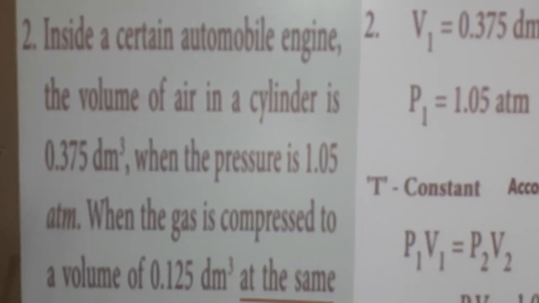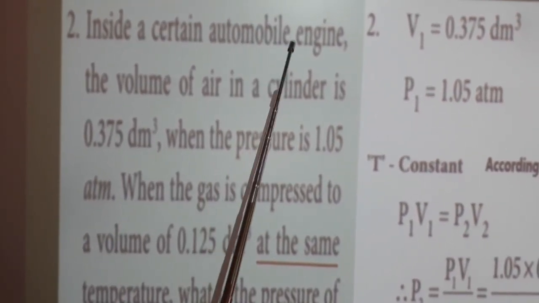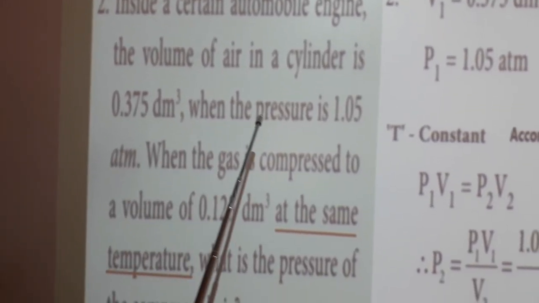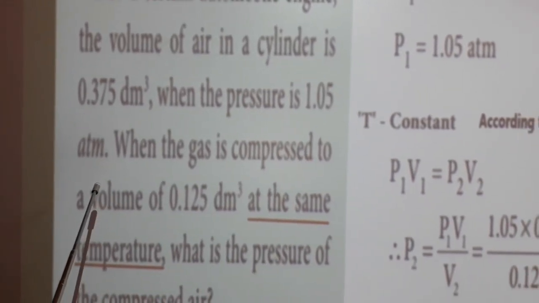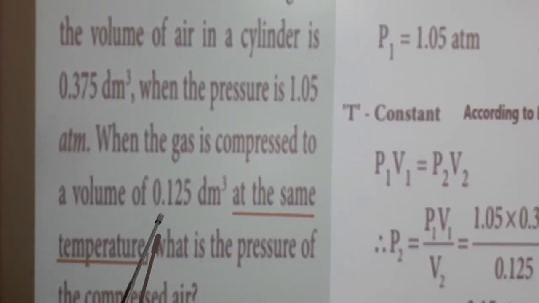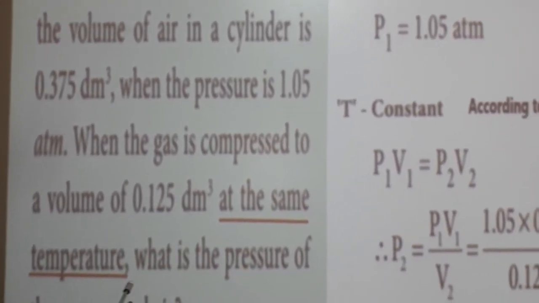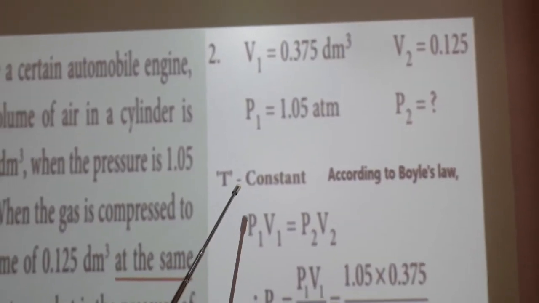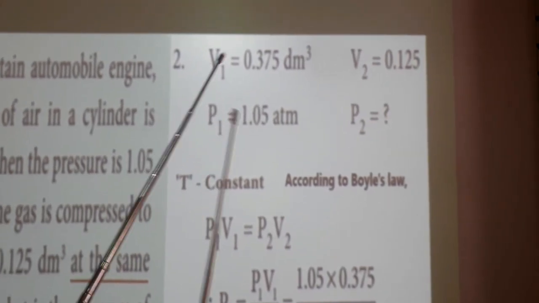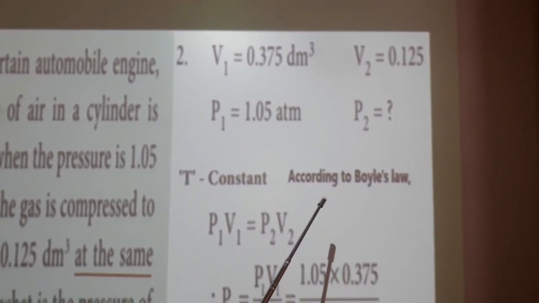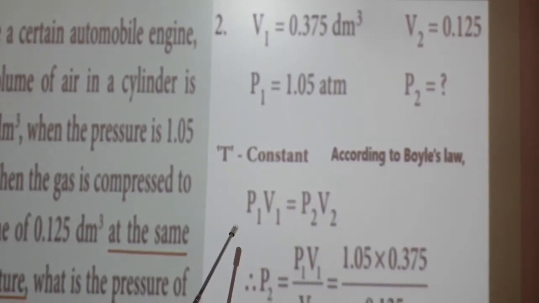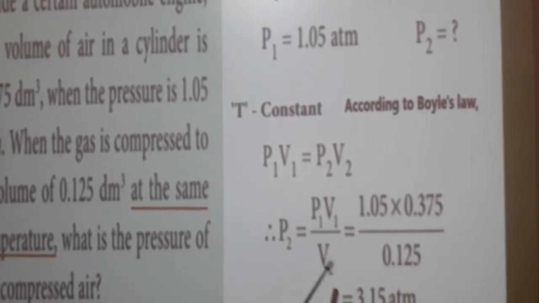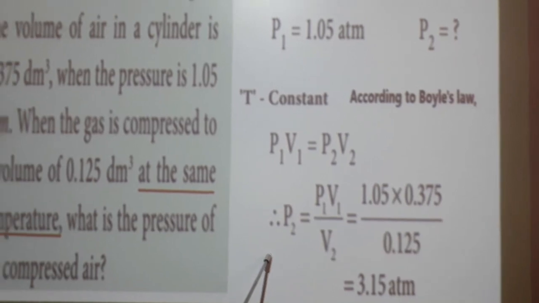Then we say evaluate 2. In this evaluation, in a certain automobile engine, the volume of air in the cylinder is 0.375 decimeter cube and the pressure of the air is 1.05 atmosphere. When the gas is compressed to the volume 0.125 decimeter cube at the same temperature, what is the pressure, they asked. Here also same temperature means the temperature is constant, but V value and P value alone are going to change. What law are we going to apply here? Boyle law. According to the Boyle law, P1 V1 is equal to P2 V2, and the P2 value we get from substituting the other values is 3.15 atmosphere.